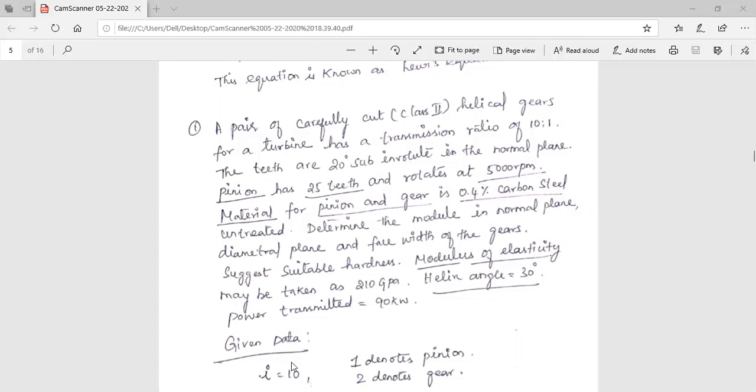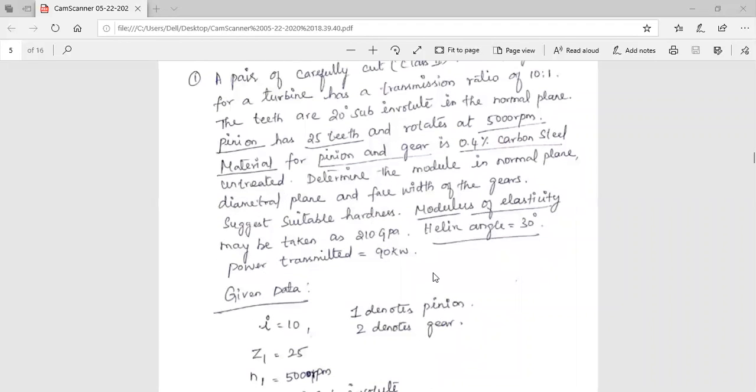What is the transmission ratio? Transmission ratio is given 10 is to 1, that is 10. And in the previous lecture for a spur gear, I denoted that 1 denotes a pinion, 2 denotes gear. So if you write a pinion, you consider it as 1. If you write a gear, you consider it as 2.